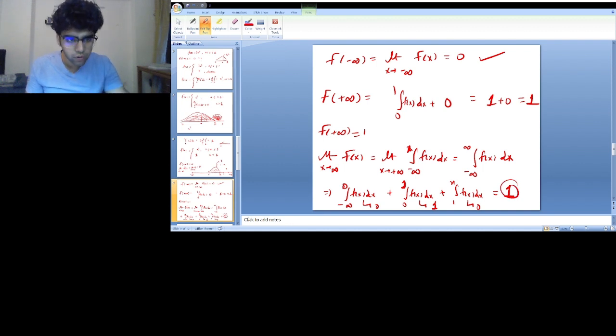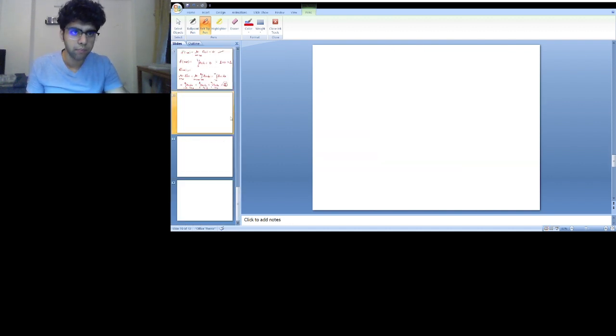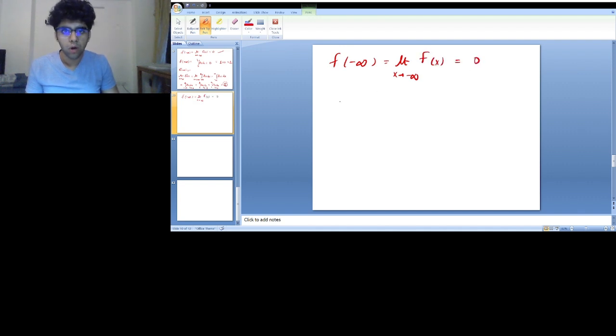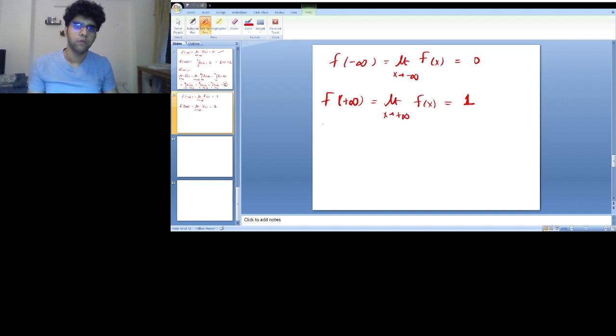So we proved both of those properties using an example, wherein my F of negative infinity is equal to the limit as x goes to negative infinity of F(x), which is equal to 0, and my F of positive infinity is equal to the limit as x goes to positive infinity of F(x), which is equal to 1. We proved both of these properties. Now what's the next property?